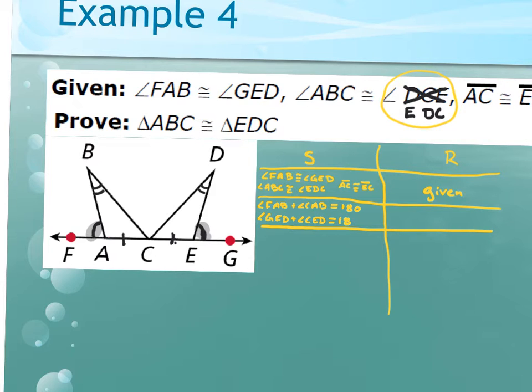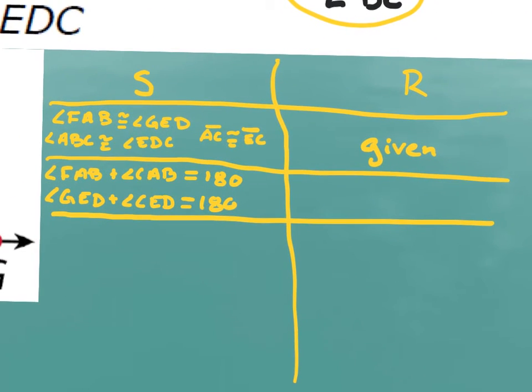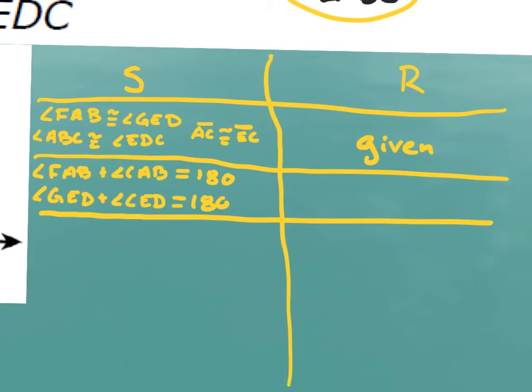I'm going to zoom in here. I know that's small for you guys, so I'm zooming in. And how will I explain that? The linear pair postulate.